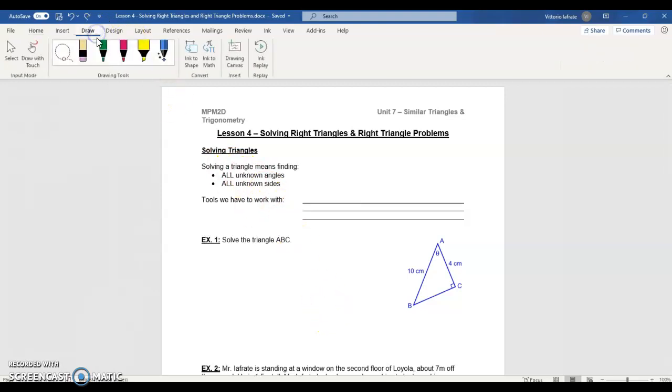So before we begin, let's take a look at what information we can use, what tools we have to solve these problems. There's a few different tools. Just to recap though, remember that when we say to solve a triangle, that means basically find all the unknown sides and all the unknown angles. So angles and sides need to be found. And what tools do we have to work with? Well, first of all, we have our trig ratios. We have sine, we have cosine, we have tangent, and usually we can use these trig ratios to find sides and angles.